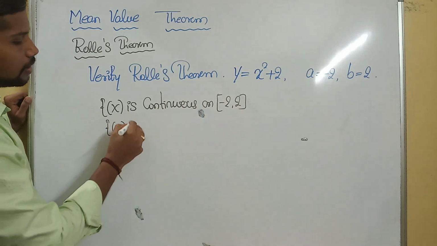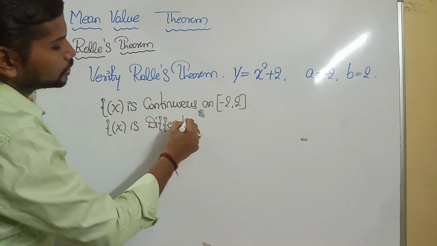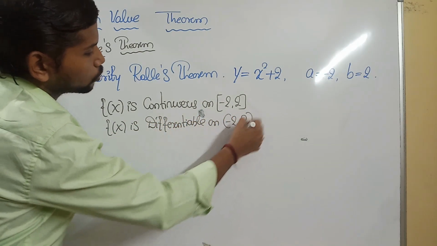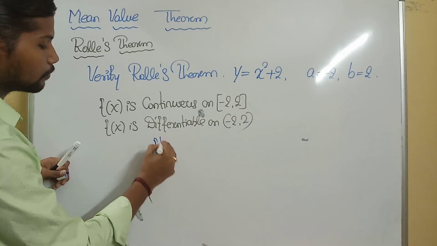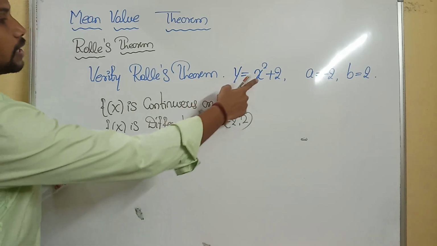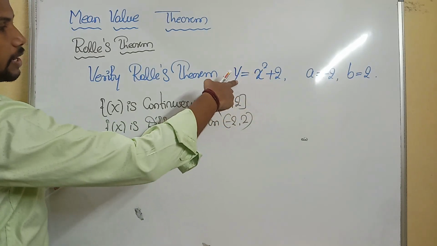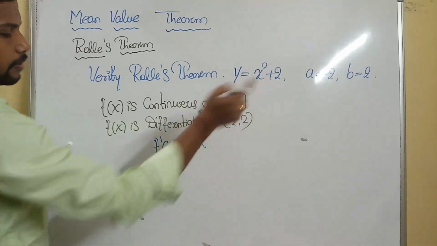F of x is differentiable on open interval minus 2 comma 2. After this one I need to write the derivative of the function, f dash of x. What is f dash of x? f of x is x square plus 2. What is the derivative of f of x? F dash of x: the derivative of x square is 2x, the derivative of 2 will be 0.